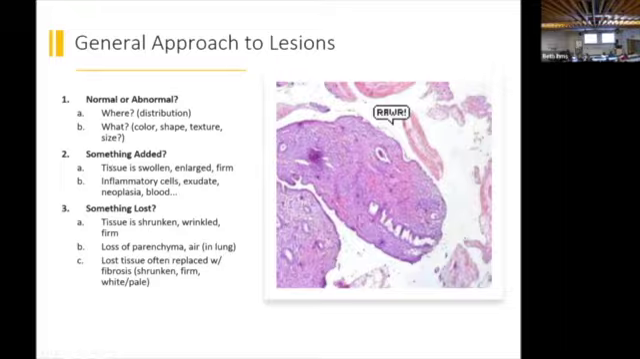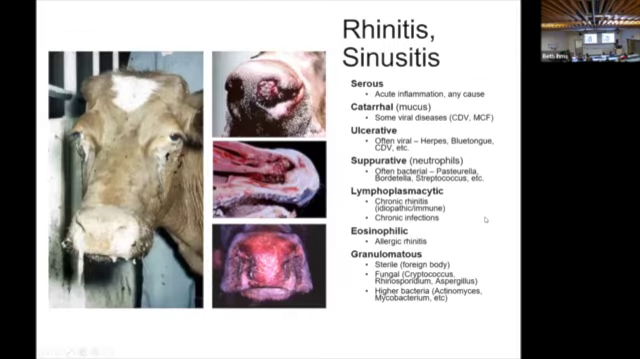So is the tissue bigger than normal? Is it firm? Is it swollen? Do you see exudate or blood, or have you lost something? Is the tissue shrunken down, wrinkled, smaller than it's supposed to be? In the lung, we don't have much parenchyma, it's mostly air. So have we lost air, and that's made the lung smaller? And then lost tissue is often replaced with fibrosis. So loss of tissue goes along with those shrunken, firm, fibrotic lesions, as you all know.